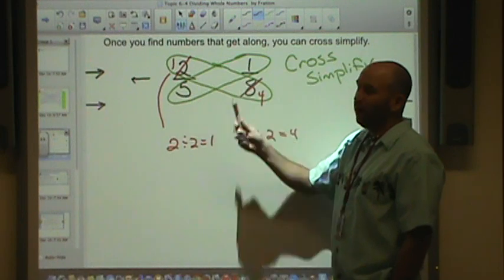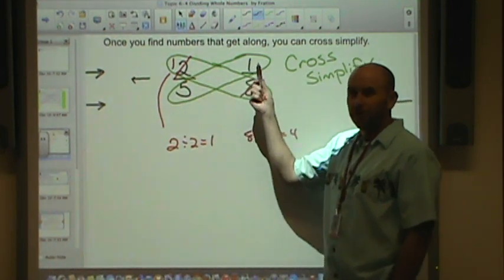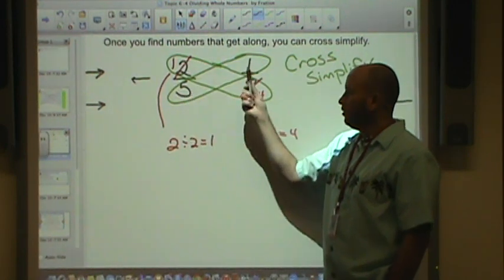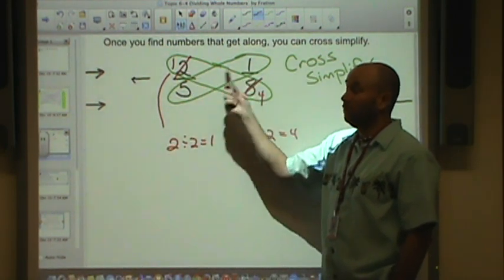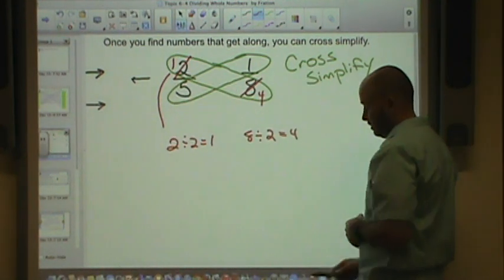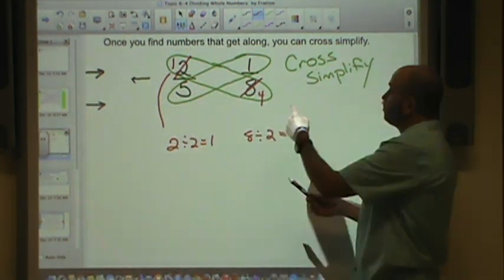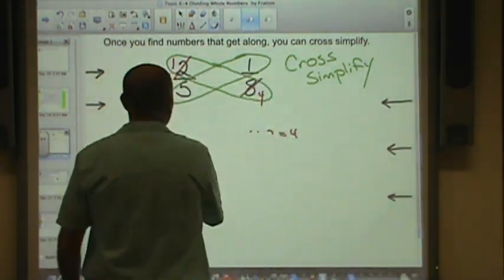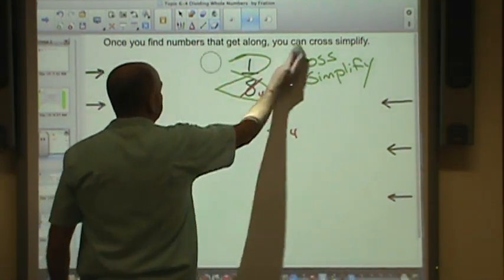Well, 5 and 1 is a non-defined number. It's neither prime nor composite. 5 is prime. So anytime you see 1 up there, you don't do anything to it. So that's how numbers get along and how you can cross simplify. Let's take a look at another example.